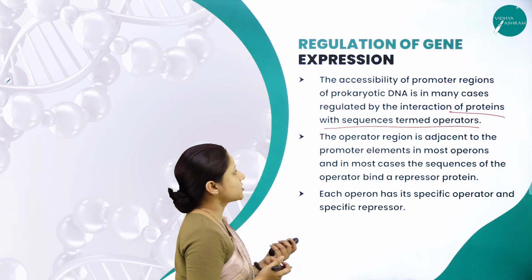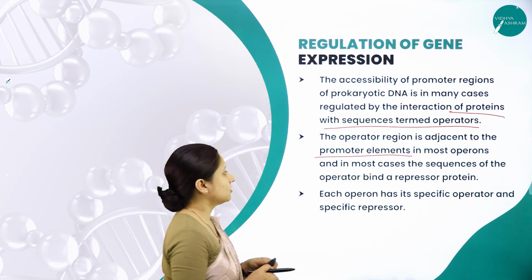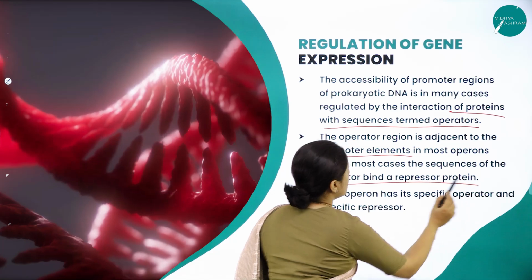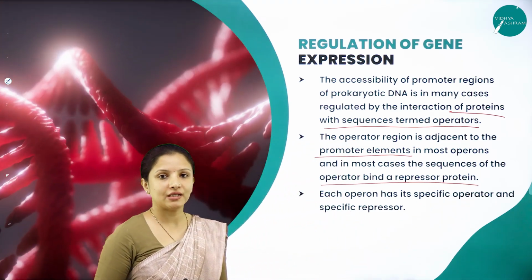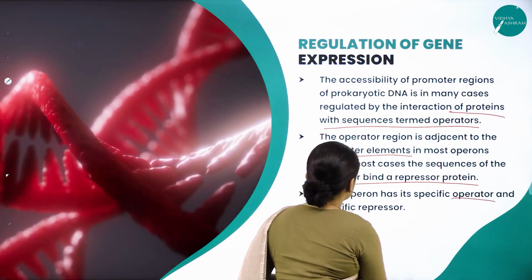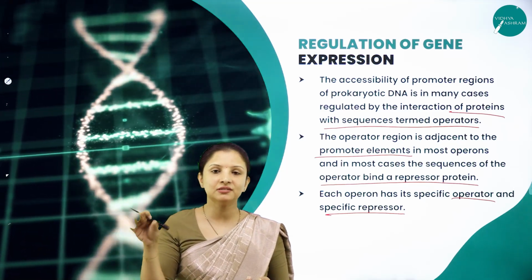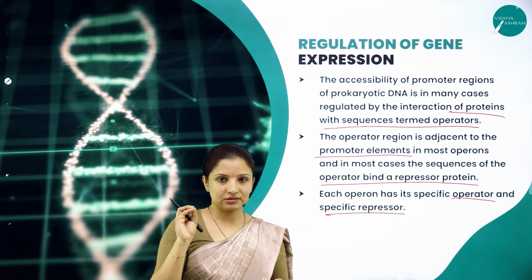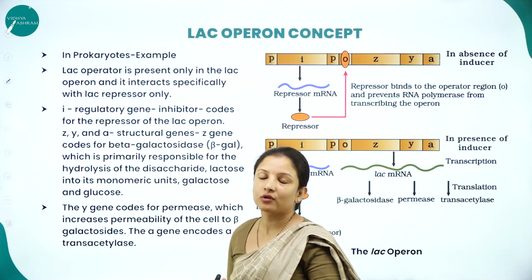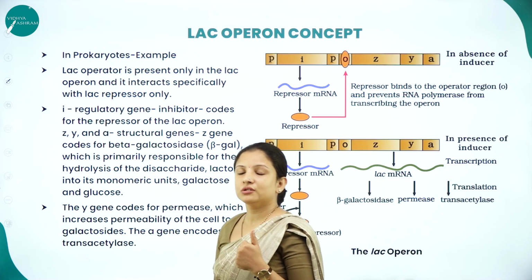The operator region is adjacent to the promoter elements in most operons. In most cases, the operator sequence binds a repressor protein, and if it binds, then the gene expression will not take place. Each operon has its specific operator and specific repressor. So the entire strand will have specific operators and specific repressors that can bind. We'll learn about that in detail when I talk about the lac-operon concept.